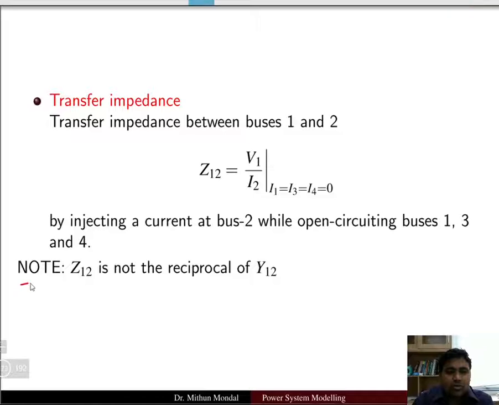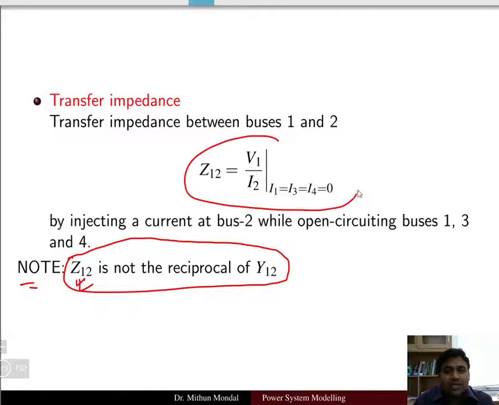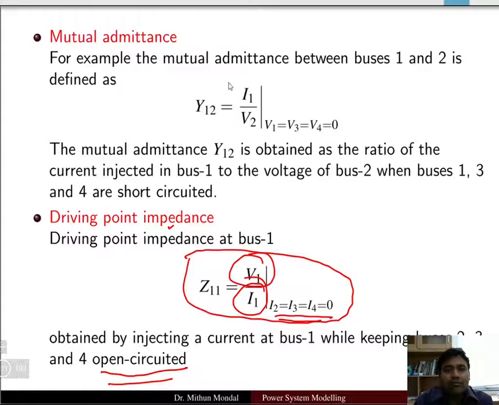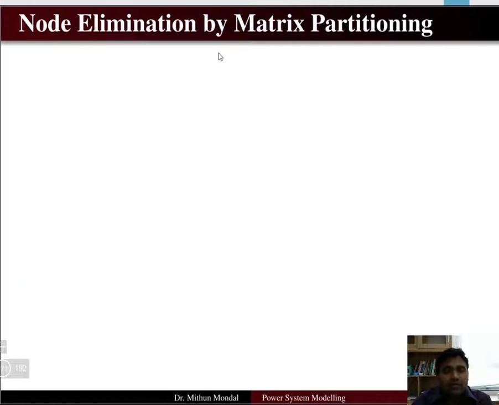Make a special note, Z12 is not the reciprocal of Y12. Means the transfer impedance Z12 which we have obtained here is not the reciprocal of the mutual admittance Y12. This is a special note. We can't take the direct reciprocal to obtain each. Each one is independent of the other.